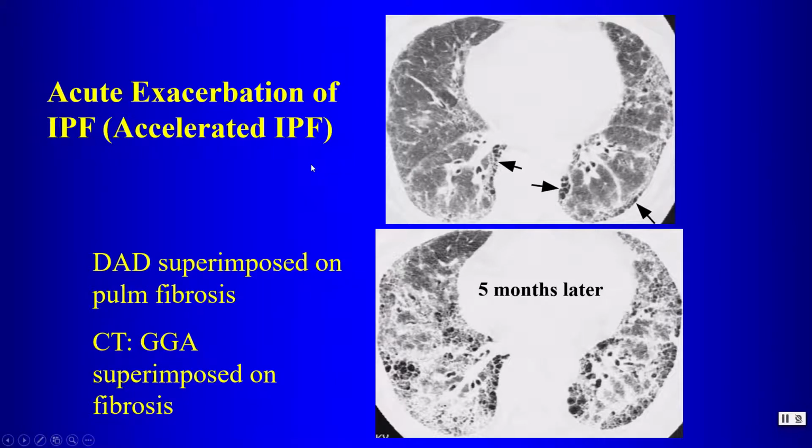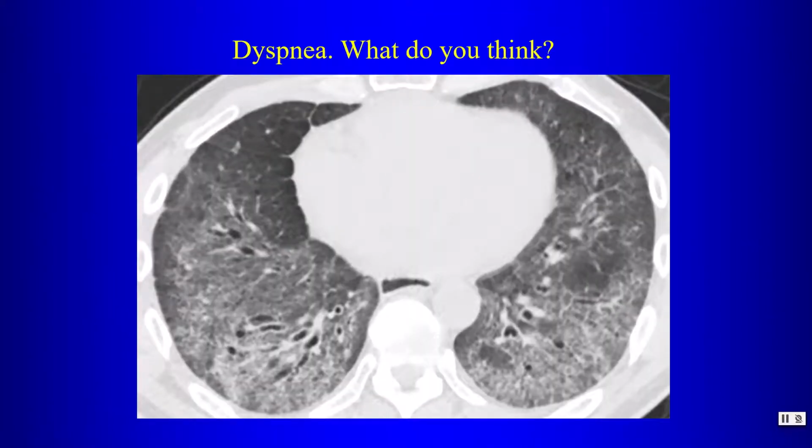Well, this is called acute exacerbation or accelerated idiopathic pulmonary fibrosis. And on histology, these patients will have diffuse alveolar damage superimposed on their pulmonary fibrosis. So essentially ARDS superimposed on their pulmonary fibrosis. And that manifests on CT as ground glass opacity superimposed on the pulmonary fibrosis, and these patients deteriorate clinically quite rapidly. So this is acute exacerbation of pulmonary fibrosis.